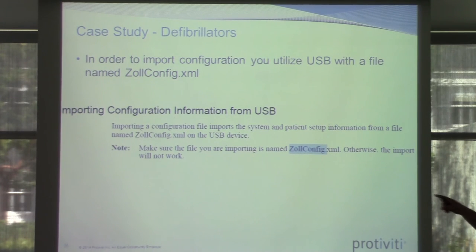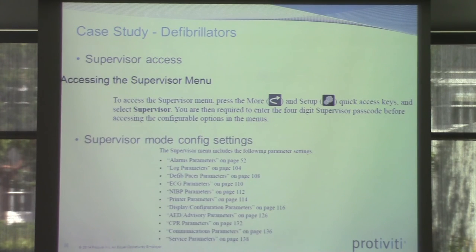Yeah, I'll show you. Yeah, we can. So in order to do the config, the documentation tells us exactly what we need to do through that service tech manual. Right? We just have to upload this file and do an import of Zoll config.xml. But we still don't know what type of parameters or anything like that. Well, luckily, the documentation tells you.